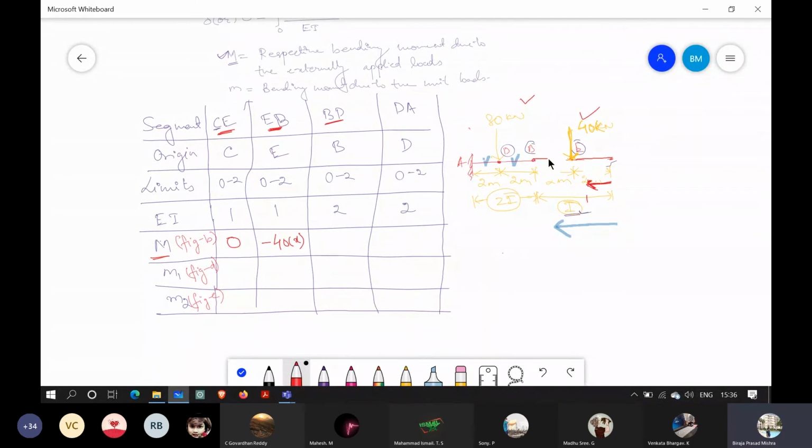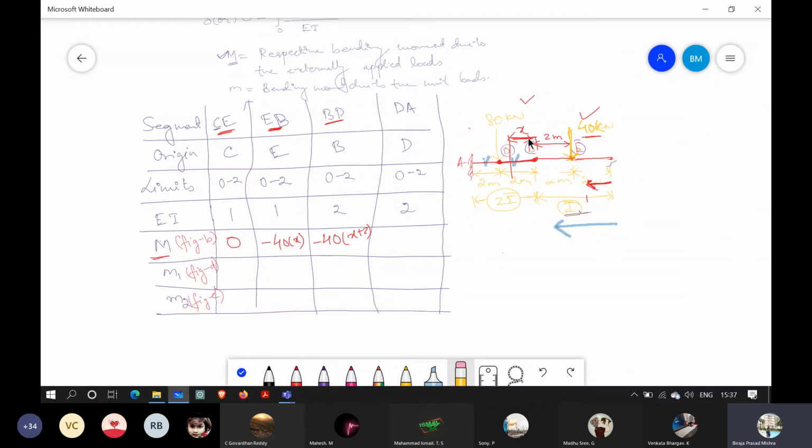So now I am considering section BD, and let us say I am taking x distance from B. Do we have a force here? No, but we have a force that is 40 kilonewton, which is at a distance x from here to here, plus this is again 2 meters. So it will be minus 40 into x plus 2.